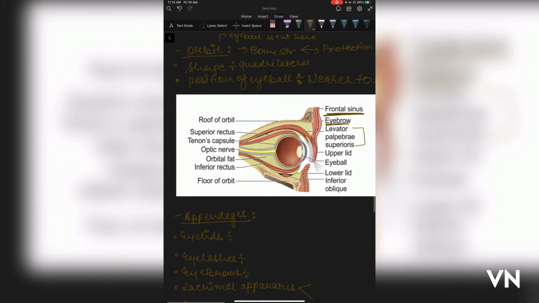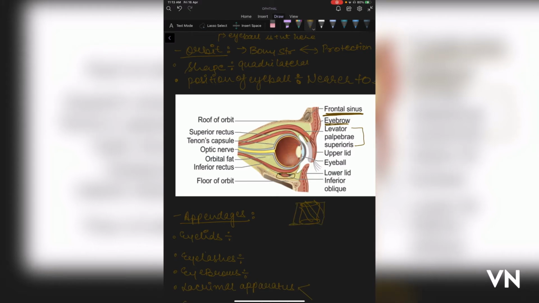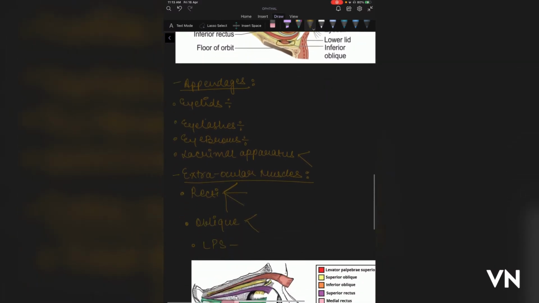In this cross section, this one is your inferior oblique muscle. The oblique muscles go like this. This is a cylinder, so if you take a cross section like this, it will appear like a circle. All these muscles will be discussed later on.